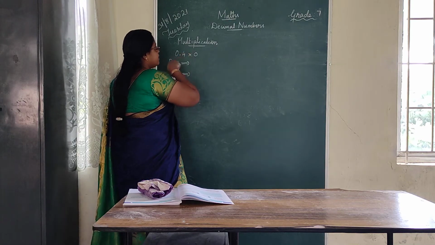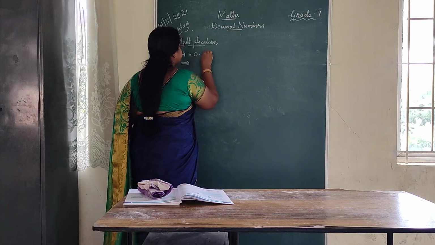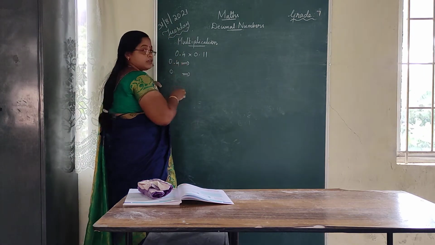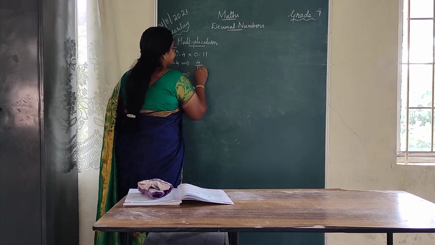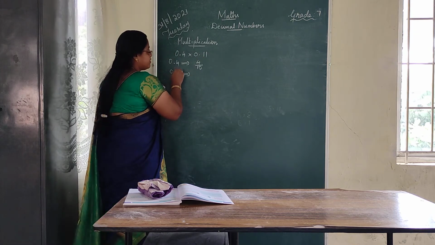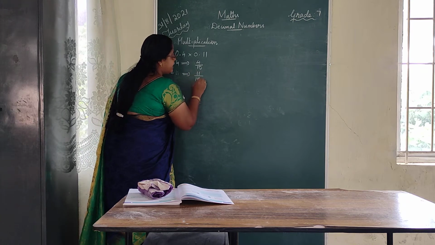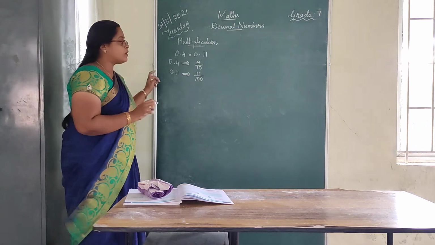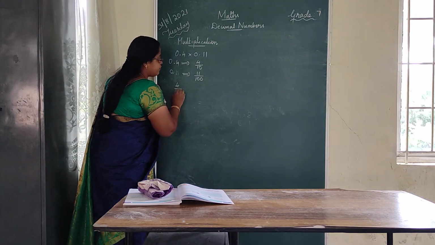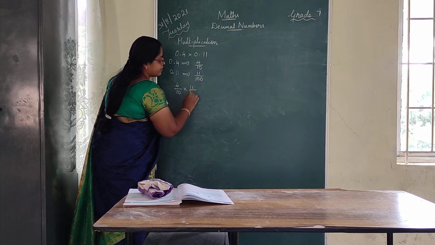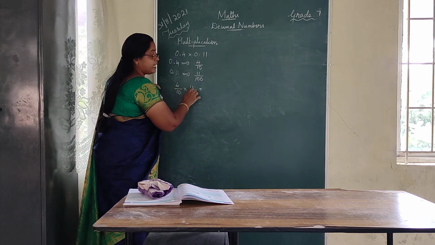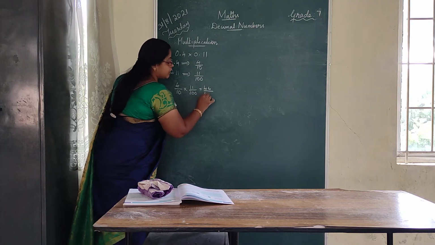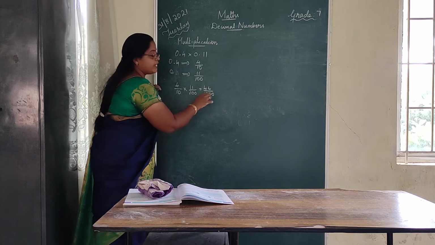0.4 into 0.11. Okay, so 0.4, how can we write? 4 by 10. 0.11, how can we write? 11 by 100, because this is 2 decimal places, so we have to put 2 zeros. Okay, now we are going to multiply these two fractions. What will we get? 4 into 11 is 44. 10 into 100 is 1000. So how can we write the decimal value?